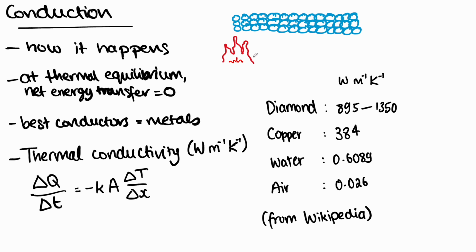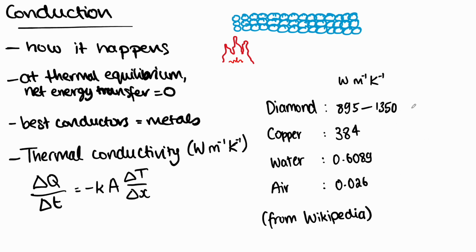So a way of comparing thermal conductivity of substances is by looking at the thermal conductivity. It's a thing that you also have to be able to work out. There's an equation that I've written here below from the data booklet, and you have to also be able to compare all these different conductivities. So the higher it is, the better a conductor it is.